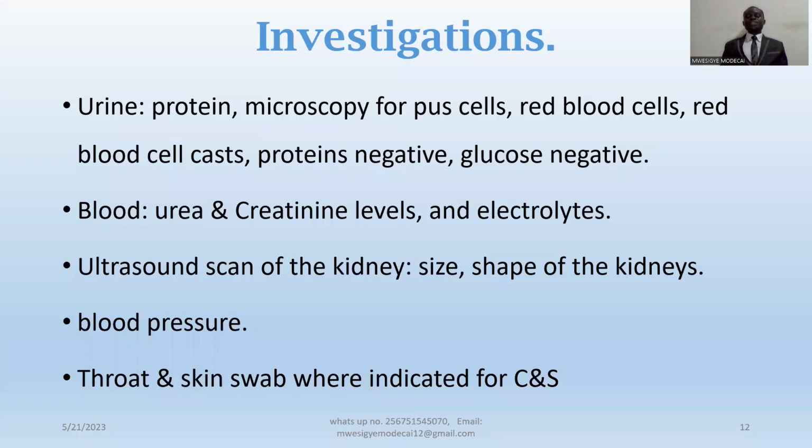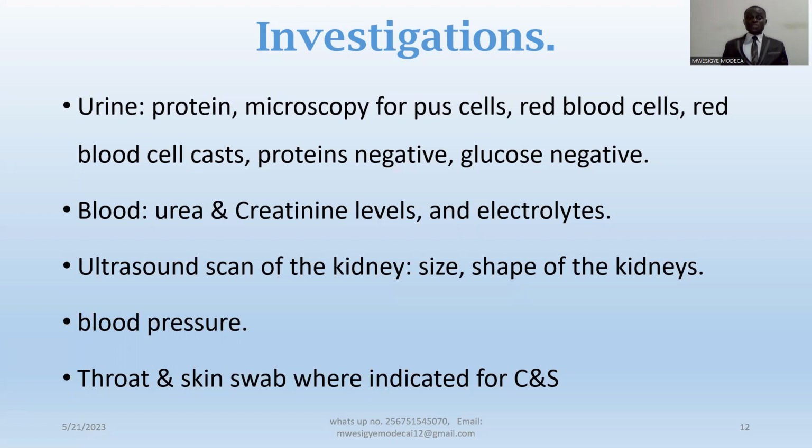What are those investigations that we are going to do if someone is suspected to be having glomerulonephritis? After we have said glomerulonephritis is an inflammatory condition of the glomerulus, some of the investigations are, we shall take off a urine sample. And this urine sample, we want to test the proteins, we want to take it for microscopy so that we can look at the pus cells, red blood cells.